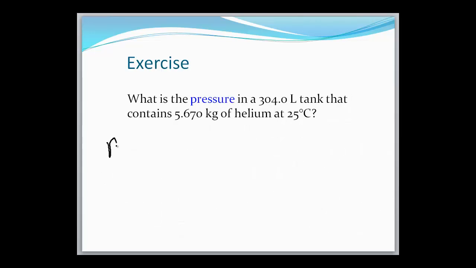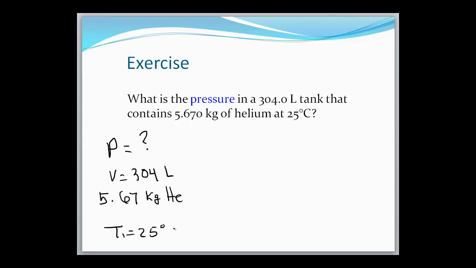What is the pressure? And again, notice when I'm reading these problems, I'm writing the variables down as I'm reading it. It just helps organize the problem as you go to solve those. We have a 304 liter tank. It contains 5.67 kilograms of helium at 25 degrees Celsius. Now notice I didn't write a variable for this because it's kilograms. It's not pressure, volume, temperature, or moles.